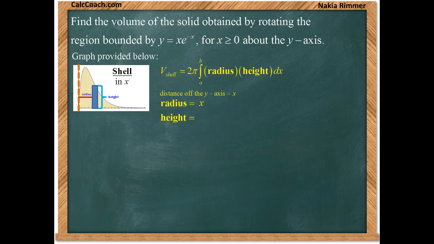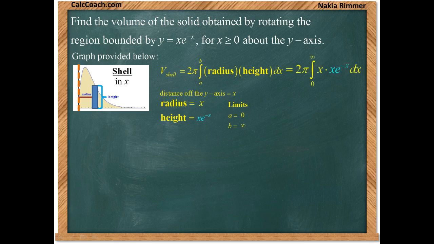The height's a little easier to get. It's how tall the rectangle is, and it goes up to the function. So the function is x e to the negative x. That's how tall the rectangle is going to be. As it moves from some starting point to some ending point, the starting point will be x equals 0, but it's going to go on forever, off to infinity for the ending point.